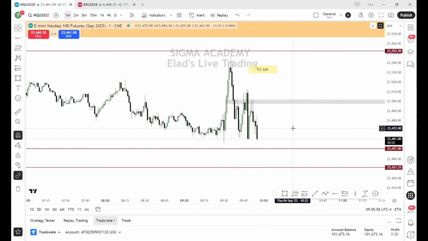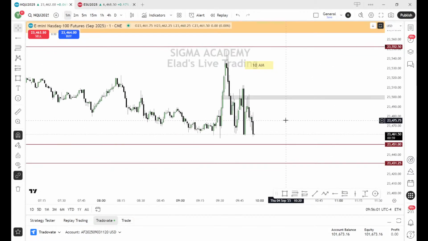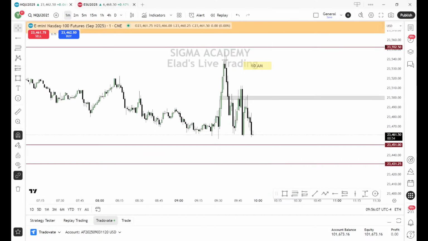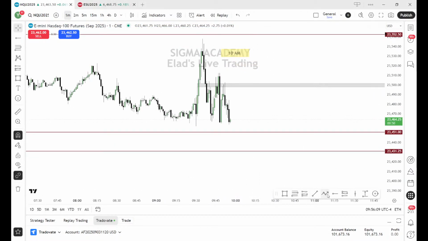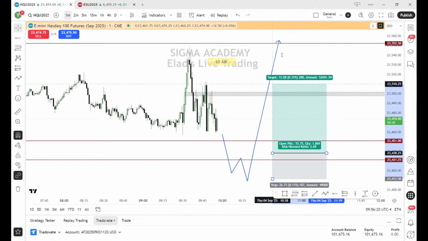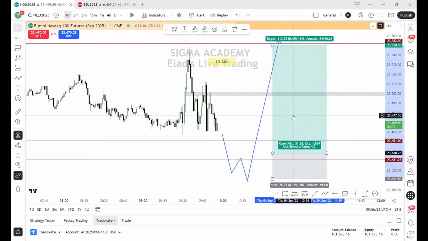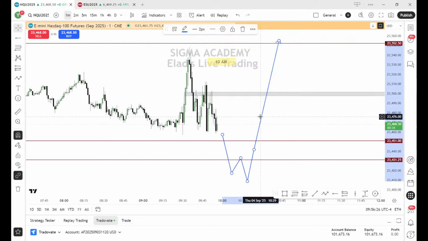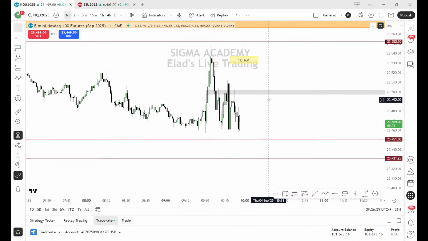Great. Now we have screams. Oh, they are taking my money. We can expect this move for now. Something like that. Would be great. 1 to 4. Great risk to reward. You should notice what happens on the 10 a.m.